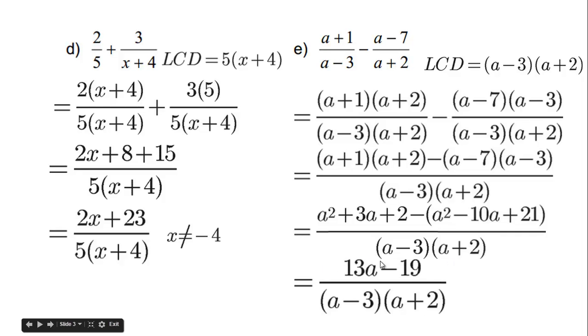And nothing can factor in the 13a minus 19, so it's not going to be able to reduce any further. And then your restrictions are really right from the bottom. a cannot equal 3 and a cannot equal negative 2. So not as much canceling out here as was the case before.